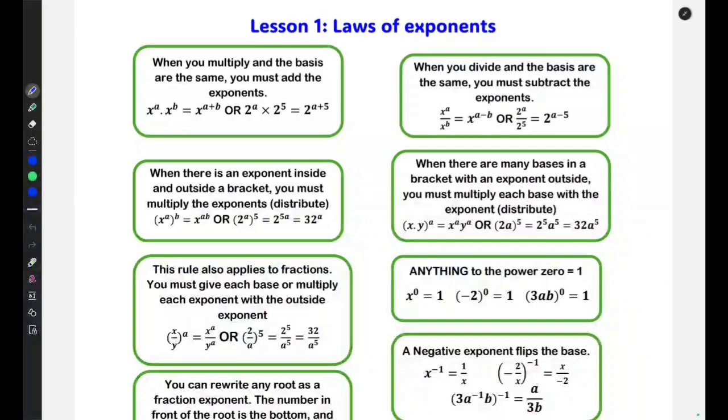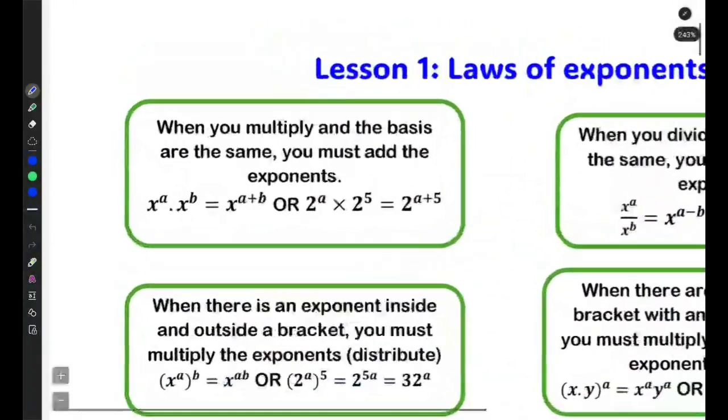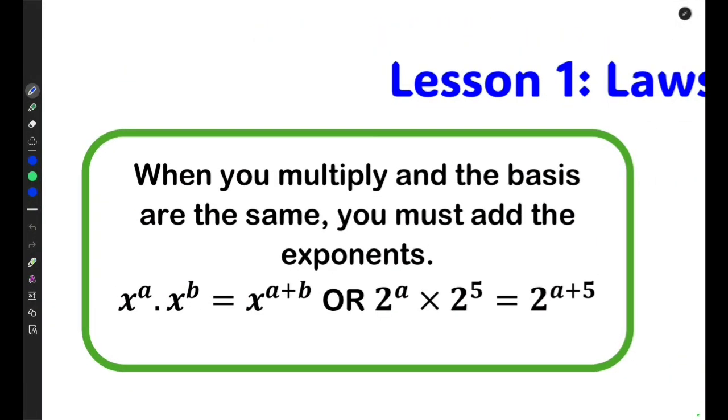So now let's look at each law a bit more closely. If I zoom in on law 1, when you multiply and the bases are the same, you must add exponents. So x to the power a times x to the power b has an answer of x to the power a plus b. You will notice I'm not changing the base. I'm only writing one base and I'm adding the exponents. So let's put numbers to this so you can see what I mean. 2 to the power a times 2 to the power 5 is not going to turn into a 4. It's going to turn into a single base of 2. I write a 2 and then I just add the exponents. Please guys, never ever make this a 4. It's always just the same base.